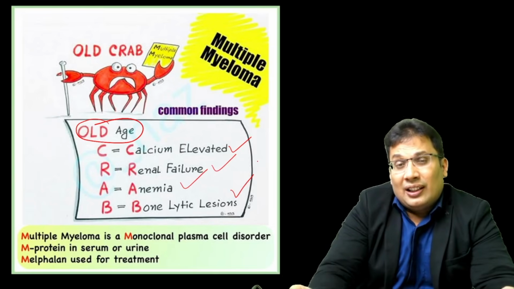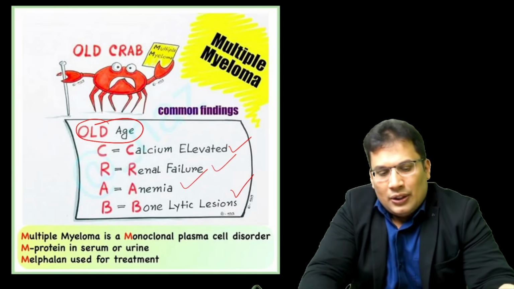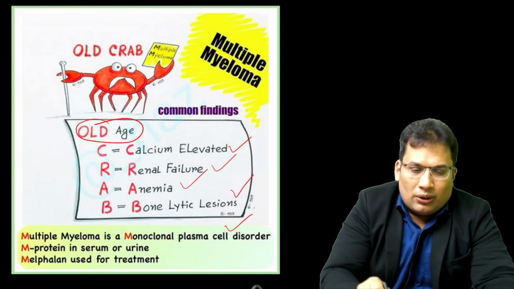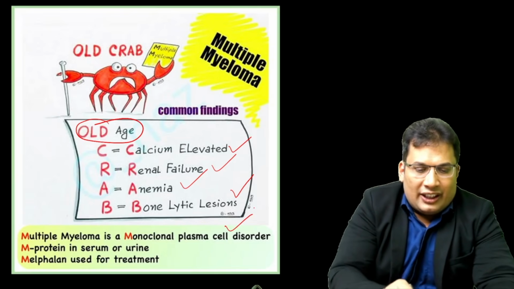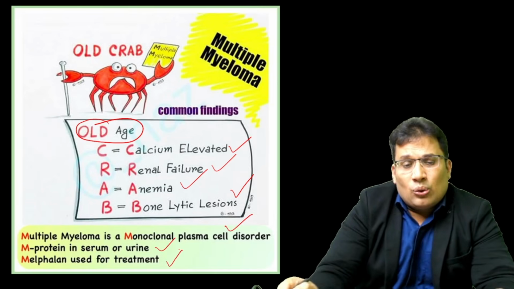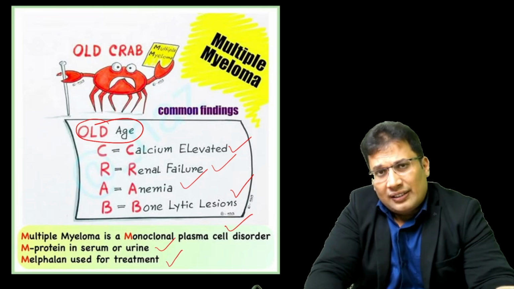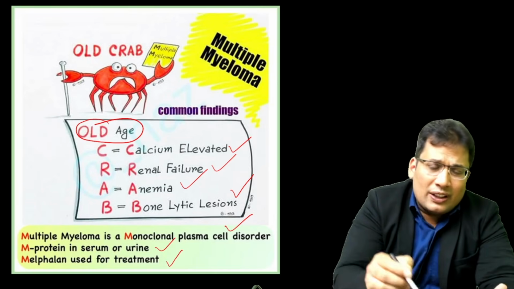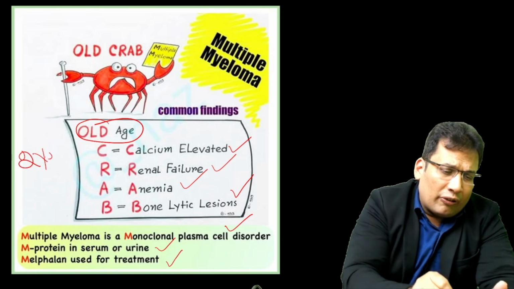Osteolytic lesions, punched-out lesions, are very common. It's a plasma cell tumor, a monoclonal plasma cell tumor. You will see M protein in the serum and the urine, and melphalan is used for treatment. For diagnosis we use electrophoresis, Bence Jones protein and all. If you write all these points, you will get at least 2.5 out of 5.